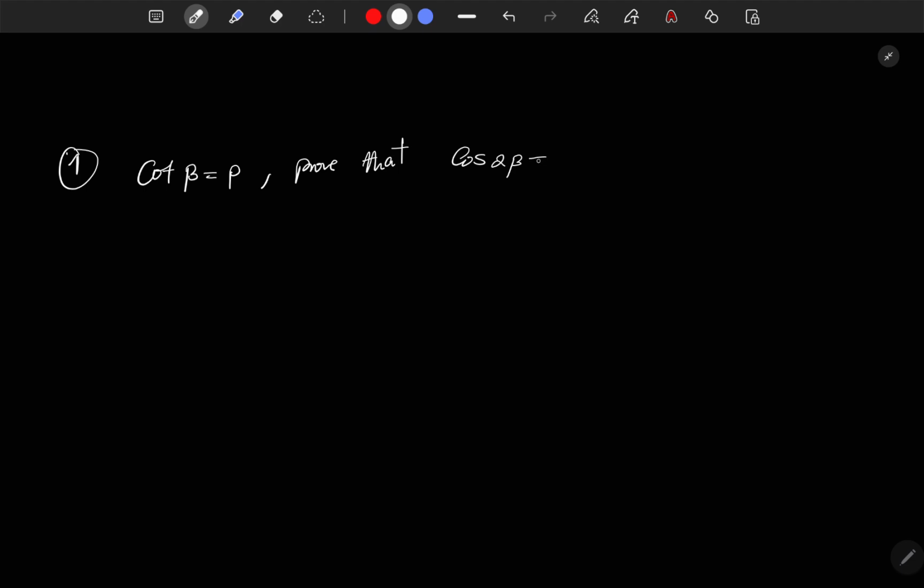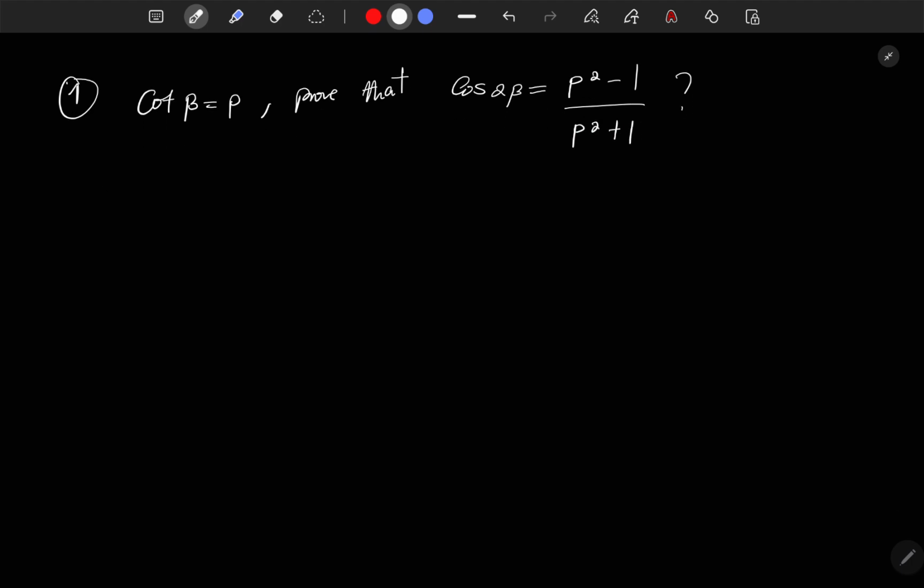If we are given that cot beta is equal to P, right? Given that cot beta is equal to P, we are told to prove that cos 2 beta is equal to (P squared minus 1) divided by (P squared plus 1). How do we show this?